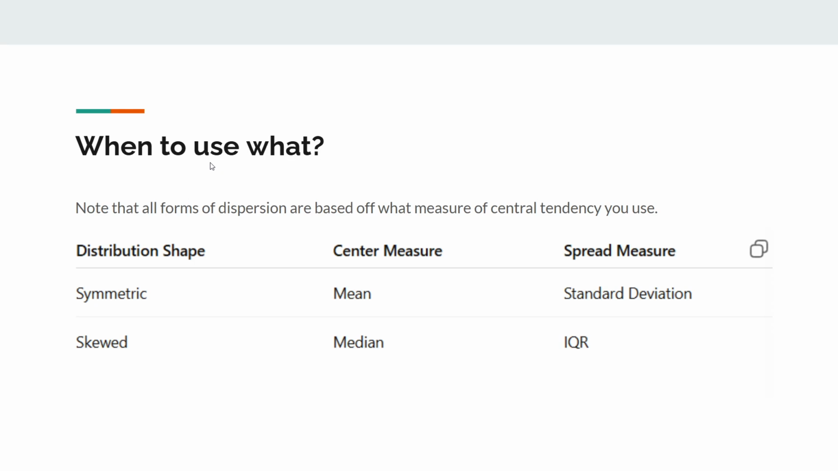So when do we use what? Note that all forms of dispersion are based off what measure of central tendency we use. So when we're measuring standard deviation, we use the mean to calculate that, and therefore this measure of central tendency would be the mean. For skewed graphs, it's typically better to use median, and that's why we use interquartile ranges as a spread measure. The interquartile range is the form of dispersion here. And yeah, that's it.